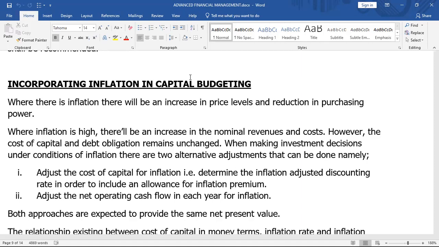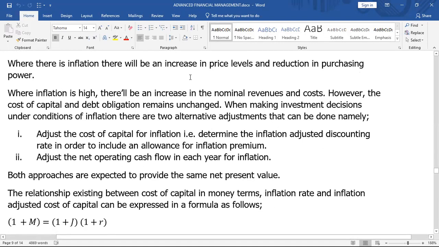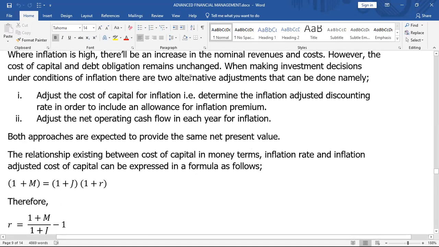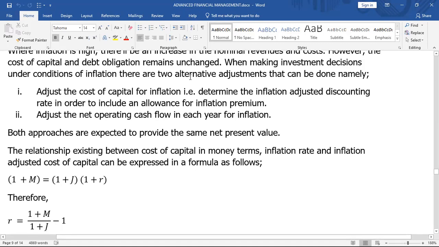When making investment decisions under conditions of inflation, there are two alternative adjustments that can be done. Number one, adjust the cost of capital for inflation, that is, determine the inflation adjusted discount rate to include an allowance for inflation premium, or we can adjust the net operating cash flows in each year for inflation. We're just going to be checking on that as we factor our illustration. But both approaches are expected to provide the same net present values.